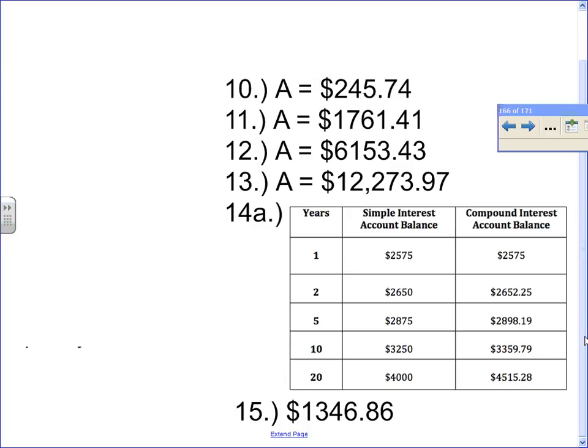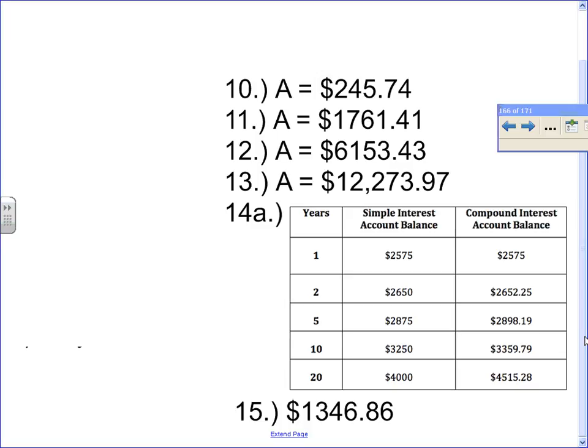Okay, you should be using the account balance formula. A equals P, parentheses, 1 plus RT. Account balance, not interest. Account balance, that's why. So if you take what you had, Annalise, and add it on to the principal, you'll be fine. Okay?